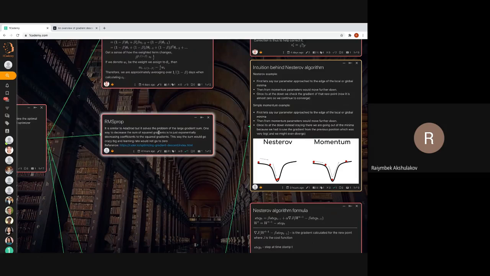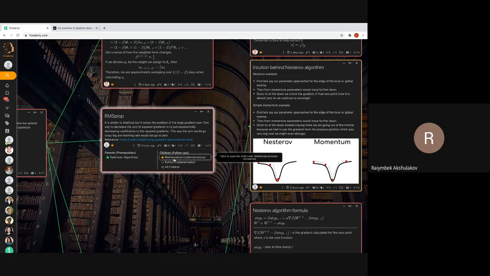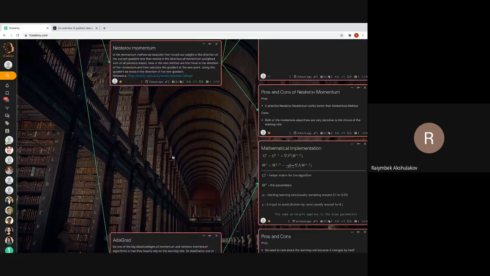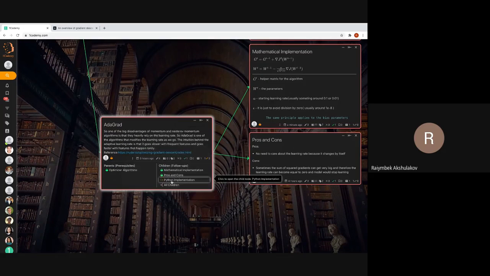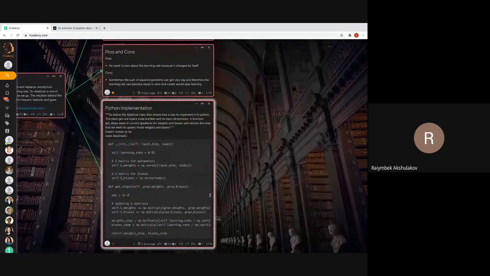It's very similar, but it's adding to the weighted average of the gradients from before. Also, wait, I forgot to talk about the Python implementation of the adaptive gradient algorithm.